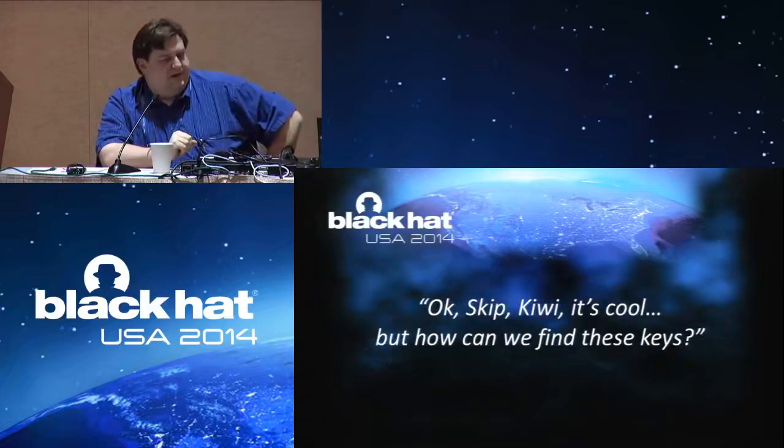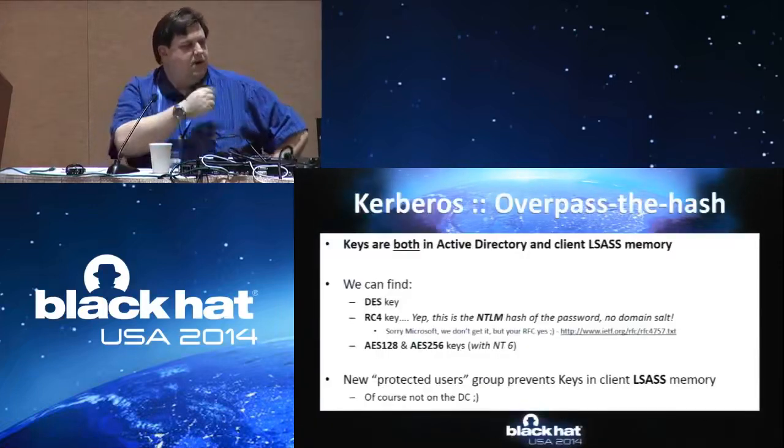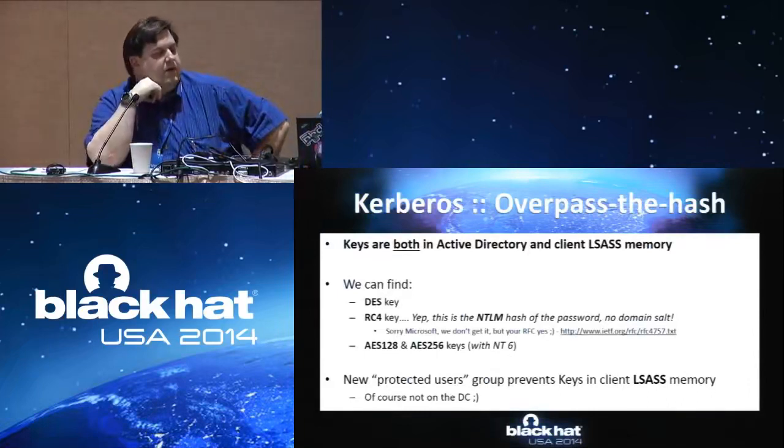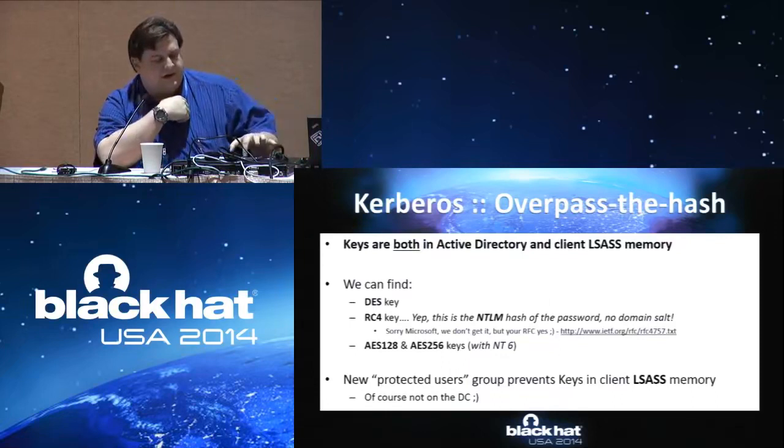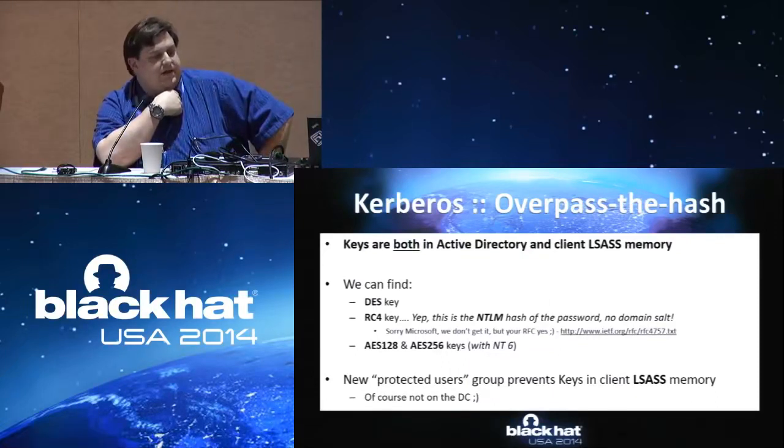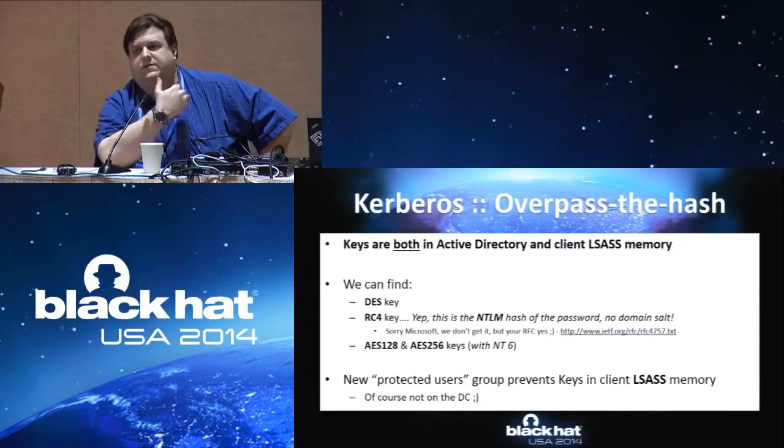Okay, so how do we find these keys? The keys are both in Active Directory and in the client LSASS memory. You can find the DES keys. The RC4 key is once again the same as the NT hash. And depending on the functional level, the AES 128 and 256 keys will also be in memory as well. One of the features that the new Protected Users group does is it prevents the keys from being kept in the LSASS memory, but they're still available on the DC in memory.